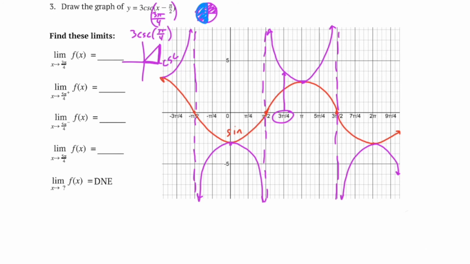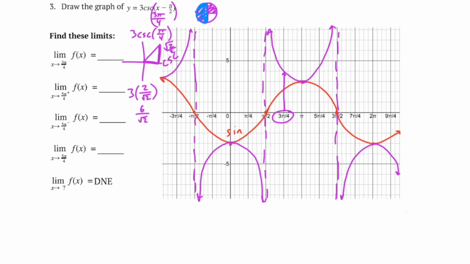It'd be like square root of 2 over 2, square root of 2 over 2. The sine value is just the y value, that's square root of 2 over 2. And the cosecant is the reciprocal of that. So this would be 3 times, cosecant would be 2 over square root of 2. So that would just be 6 over the square root of 2.